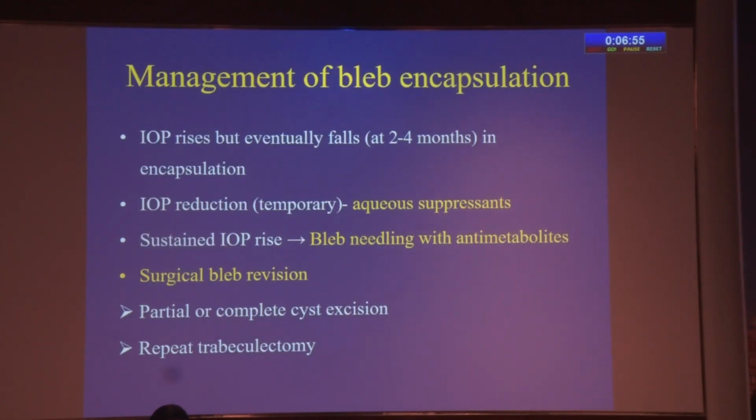So, management of bleb encapsulation: IOP rises but eventually falls at 2 to 4 months in encapsulation. For IOP reduction, aqueous suppressants can be used temporarily, and for sustained IOP rise, bleb needling with antimetabolites can be done. You can do it at the slit lamp, or you can take your patient back to the theatre and do it. And surgical bleb revision, I won't go into the details of that. We've had enough of conversation and discussion on that just before this. And partial or complete cyst excision, and of course you can go for a repeat trabeculectomy.